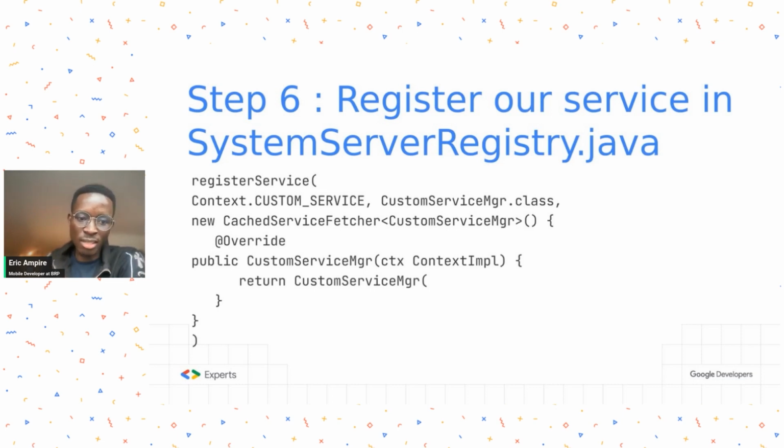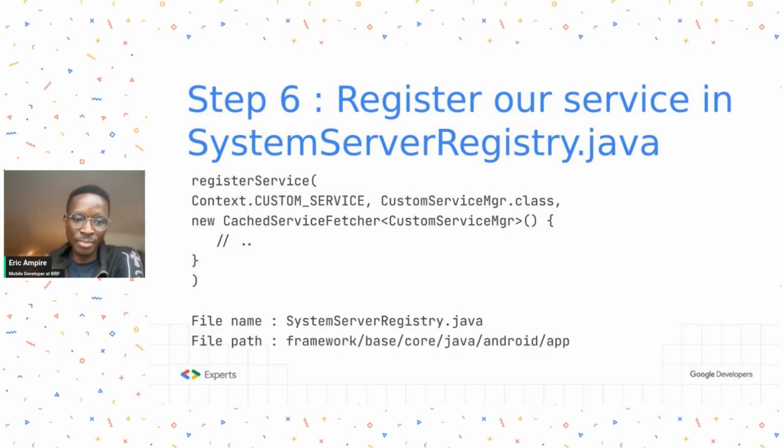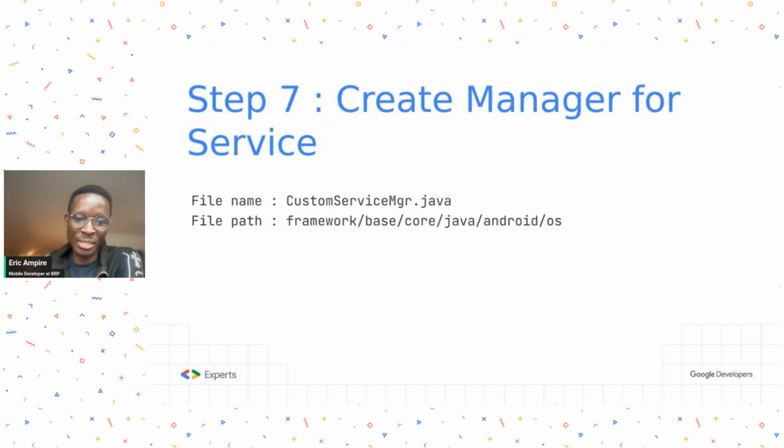And we just need to use this kind of structure. It's an existing method that you can call by providing the name of the context and the instance of the manager, and inside this method you can create the object that represents the manager that will be linked to that particular service. And you just have to make sure that the file that we have just modified can be found in the framework/base/core/java/android/app path. So just make sure to put this file in the right path in order to make things work perfectly.